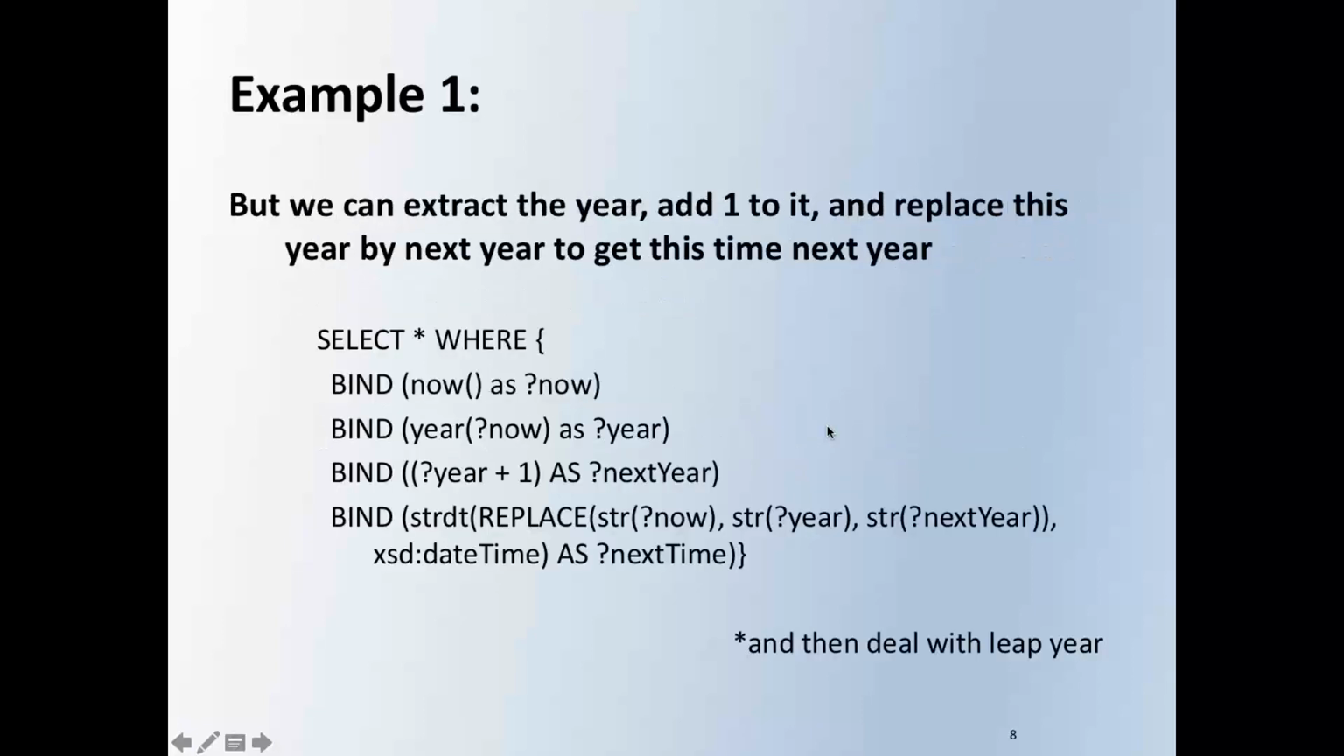So what can you do? Well, what you can do is you can extract the year of now and add 1 to it and plug it back in to that date time to get next year. And that will work every day except March 29th. So you'll have to add in some edge case condition to deal with that. But this will work most of the time.